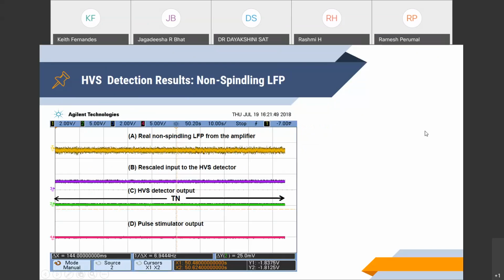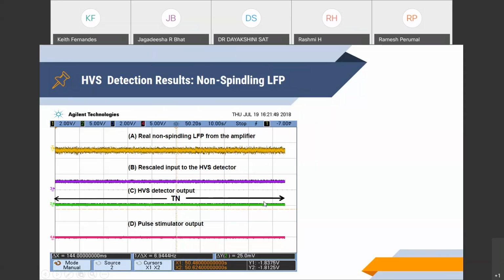So here I'm showing the real-time detection performance of the offline learning technique. The first plot, A, shows the non-spindling local field potential, recorded in real time from the brain region. It's the rescaled input, because in the real-time implementation we need to consider how we are going to process the LFP. For example, before resampling, we should know how to give the input to the microcontroller. A microcontroller accepts input in the range of 0 to 2, depending on the model of microcontroller. It varies, of course. So we need a signal conditioning circuit to rescale the local field potential.